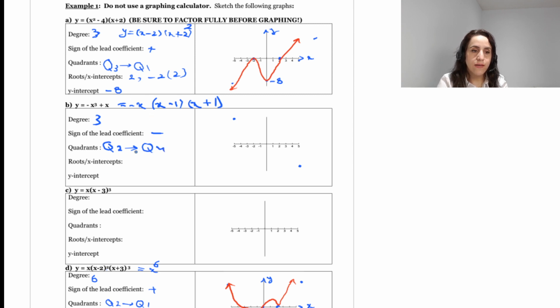X-intercepts, as you can see on the top, are 0, 1, and negative 1. For the y-intercept, because I have x-intercept 0, right away I'm going to write it down: y-intercept is 0. All of the roots are order 1, so there is no bouncing point, no curving or inflection point. The only thing that I need to do is to connect these points.